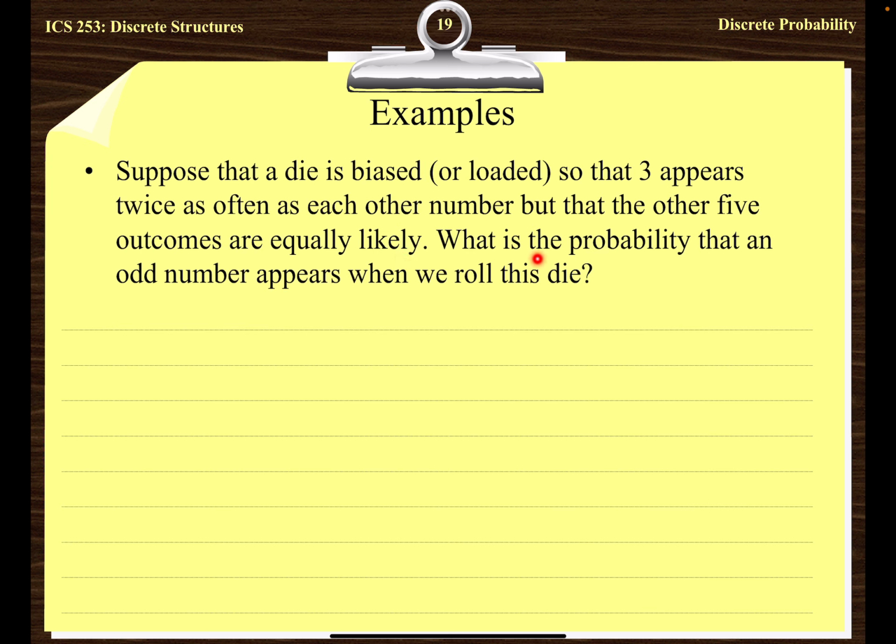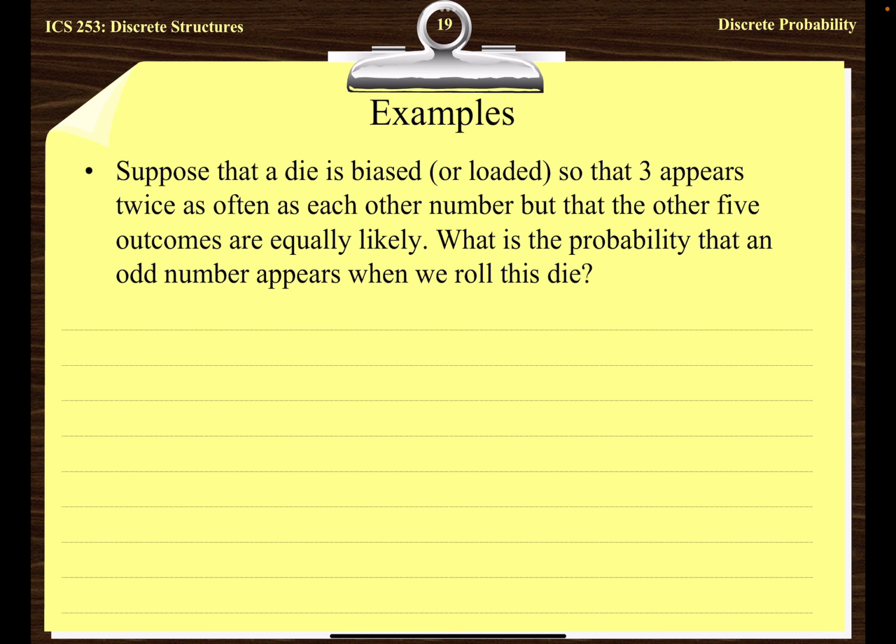Okay? What is the probability that an odd number appears when we roll this die? Now, in order to find the probability of an odd number to appear, I need to find the probability of each outcome, right? Okay. So how can I do that? Well, let's try to put it graphically, the relationship between each outcome.